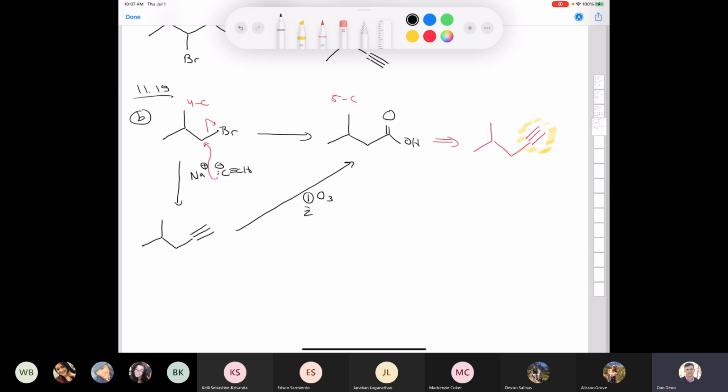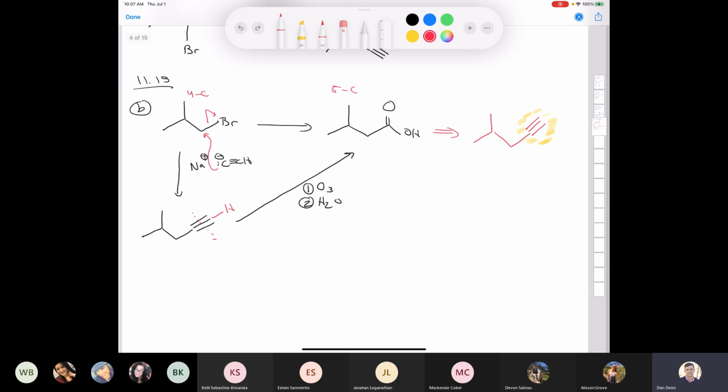First step is to treat it with ozone. Next step is to treat it with water. And like somebody is saying, since this is a terminal alkyne, if we cleave this bond, not only do we end up with the carboxylic acid, but we also end up with carbon dioxide. But since carbon dioxide is a gas, it's not going to be isolated from the reaction mixture. It's just going to bubble out and go up into the atmosphere.